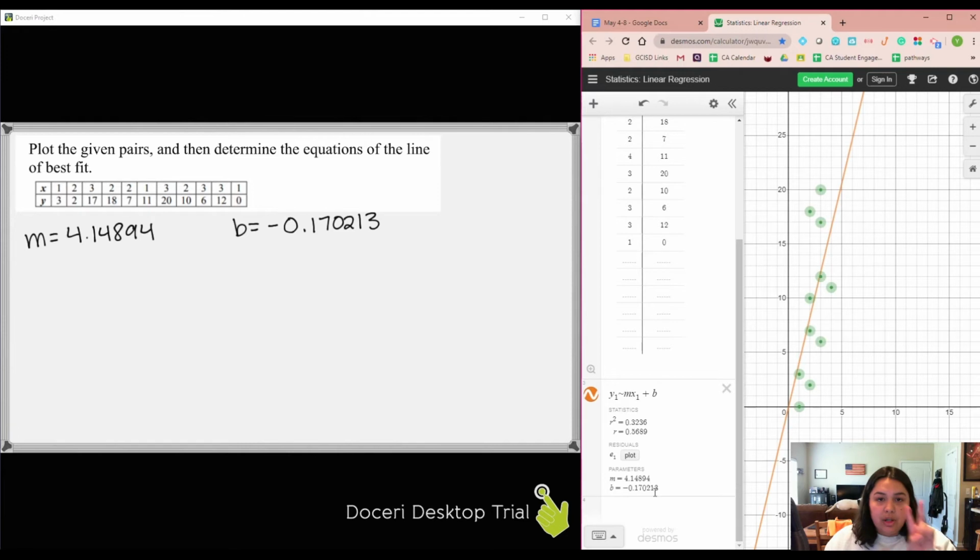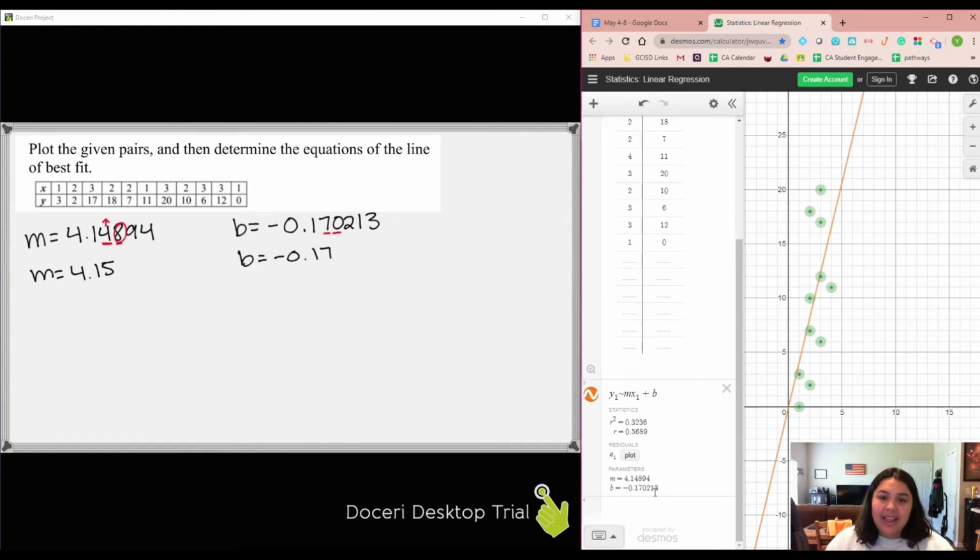I want to round to 2 decimal places, so I'm going to look at these two values. This 8 is greater than 5, so this 4 is going to go up a value. My new m is going to be 4.15. For my b, the two values I'm looking at are 7 and 0. 0 is not greater than 5, so this 7 stays where it is. So my b is equal to negative 0.17.